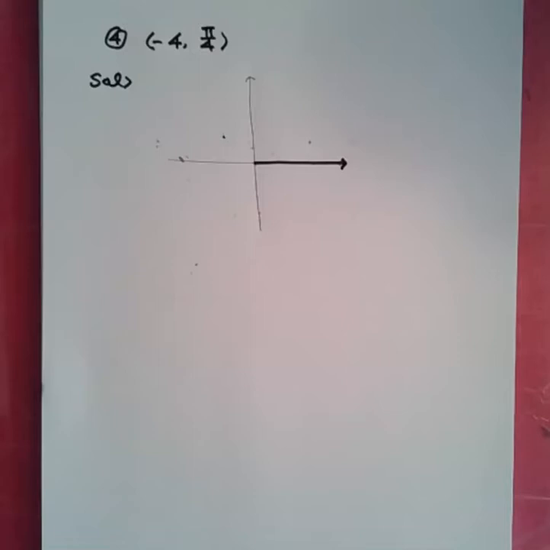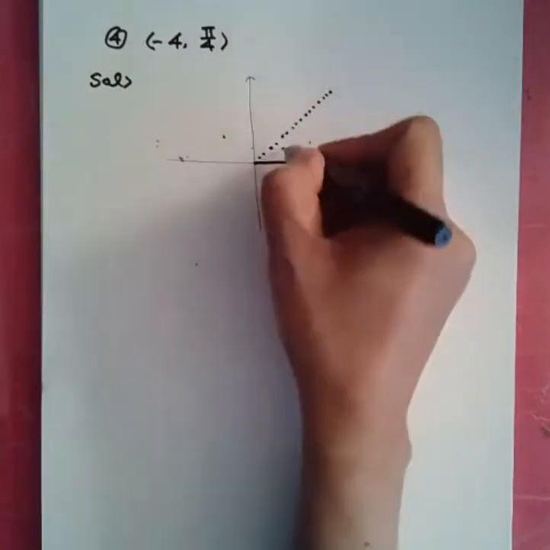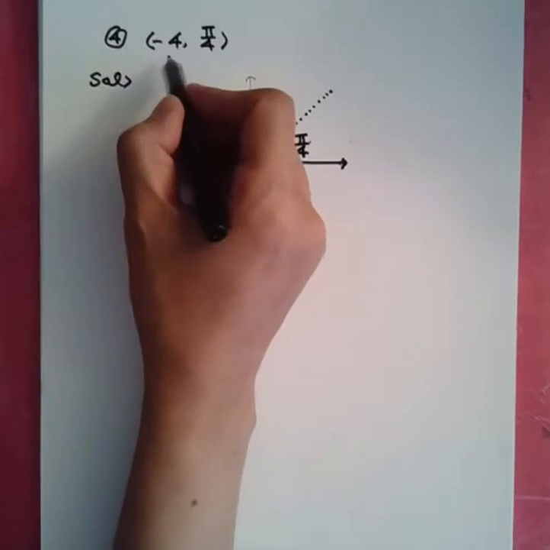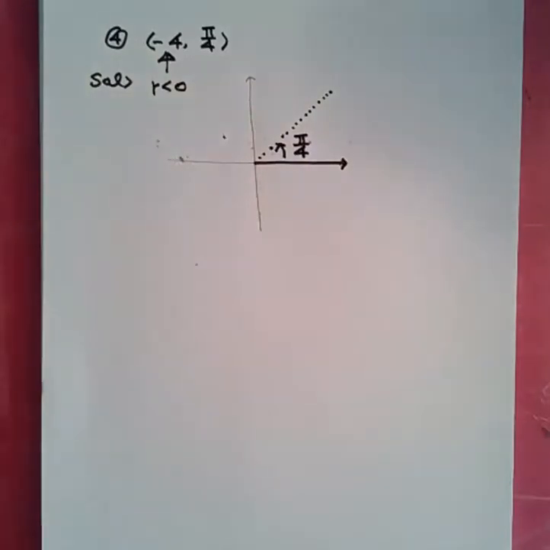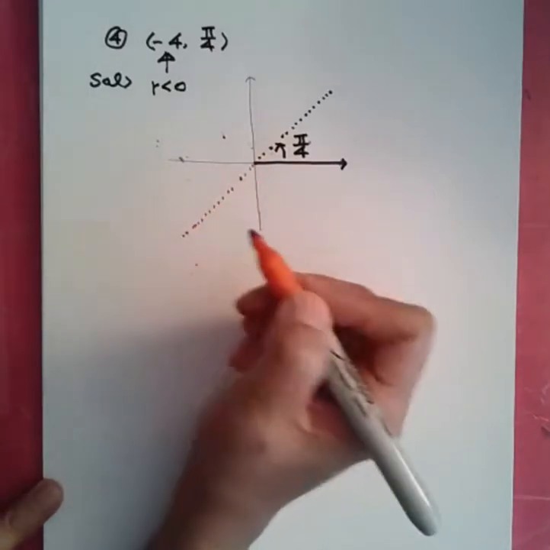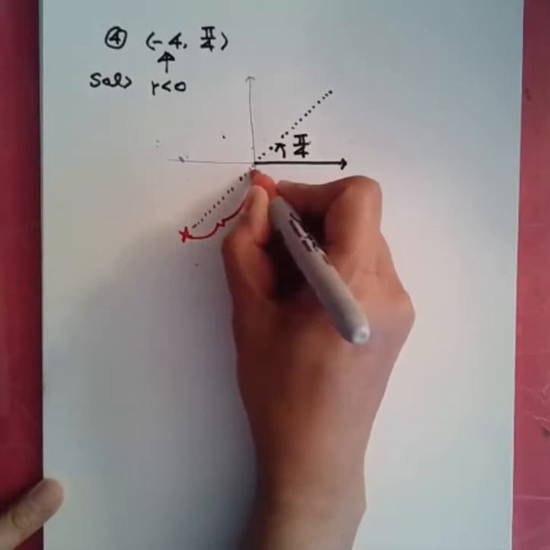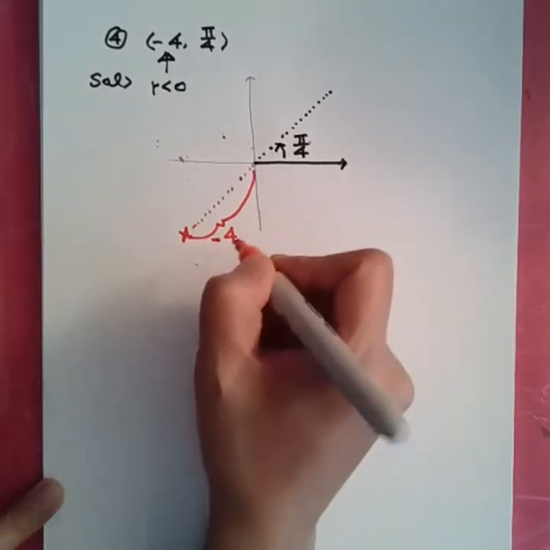In this problem, we have a polar coordinate minus 4 and pi over 4. Let's locate the angle first. Pi over 4 is in the first quadrant. But R is negative, so instead of locating the point on the terminal side of the angle, we go opposite. The distance is 4. But in this case, we denote it as minus 4.